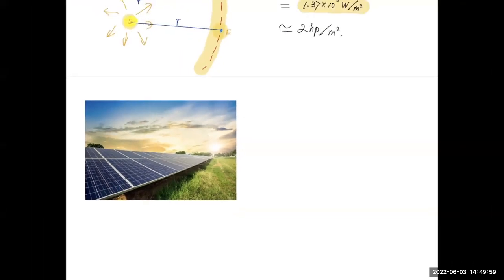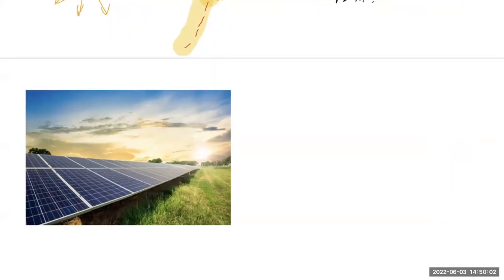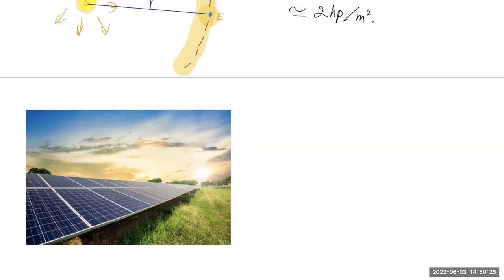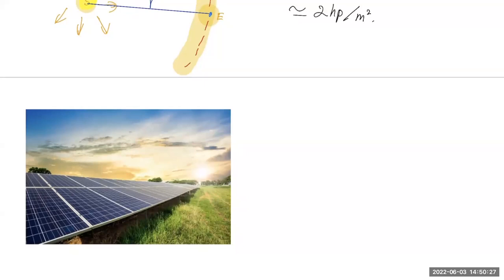Of course, we cannot always think of ideal circumstances. You know, the atmosphere can actually block part of the sun, and the angle between the sun and the surface of the solar panel may not be ideal. And there's also the energy conversion between solar energy and electrical energy. It's not nearly 100%. We're talking about maybe around 10% or whatever. But still, okay, we don't get 2 horsepower per meter squared of solar panel.